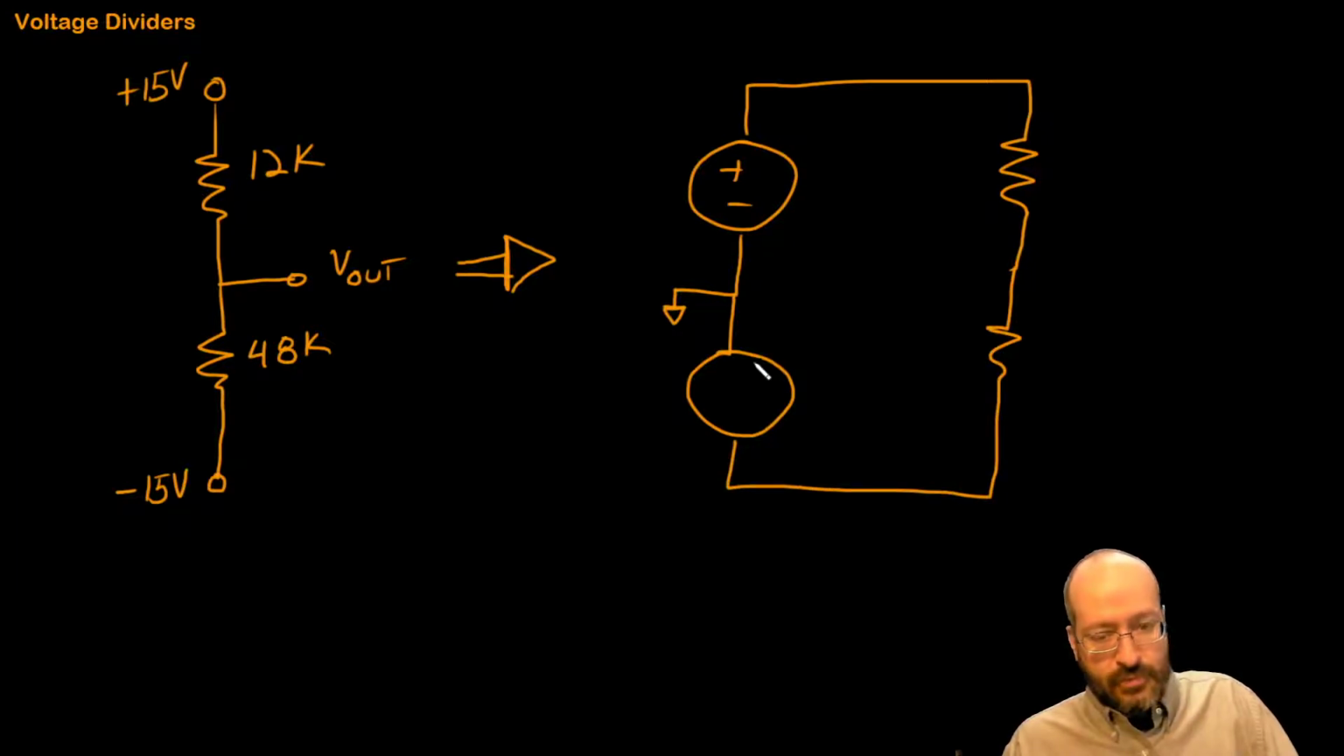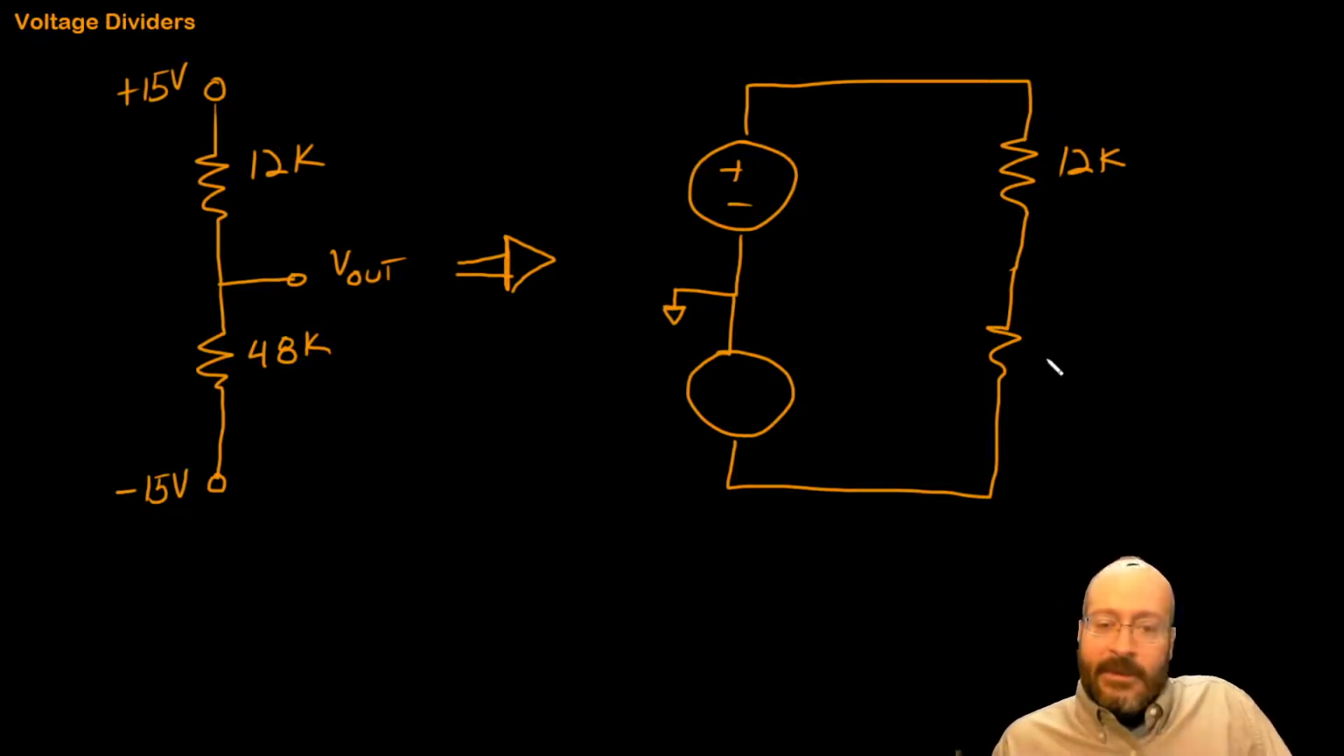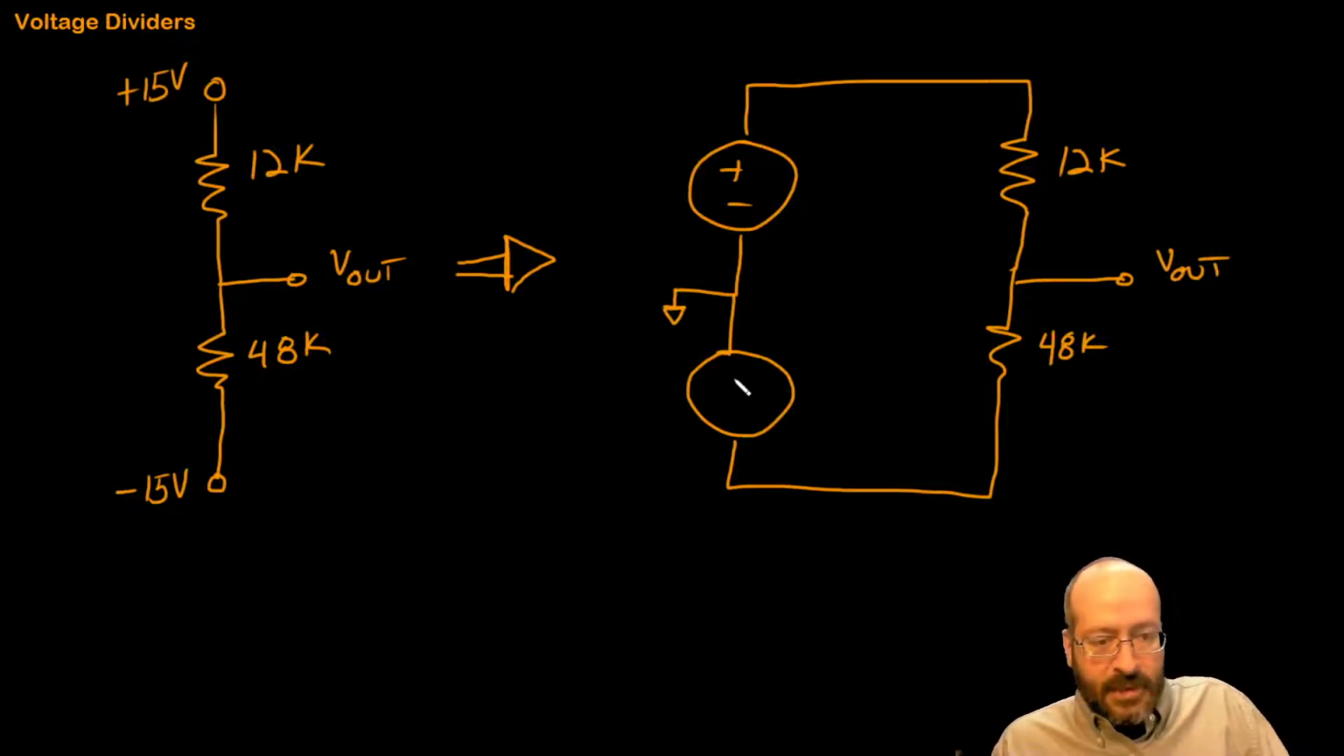Okay. And minus 15 volts with respect to ground. So how do I want to draw that to get the polarities right? 12K, 48K. And this is V out. Okay. So I want to get the polarities right. So negative 15 volts with respect to ground. So I could write plus here, minus there, and then label it negative 15 volts. That would be one way to do it.